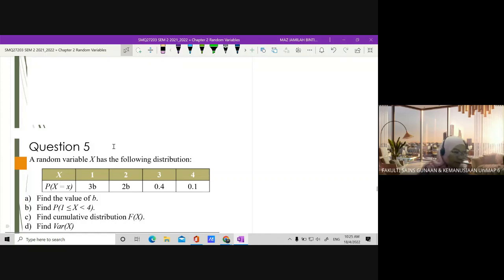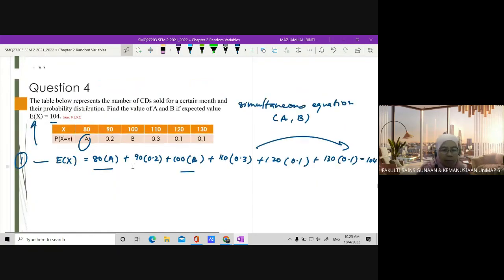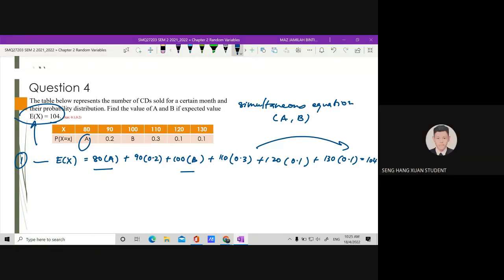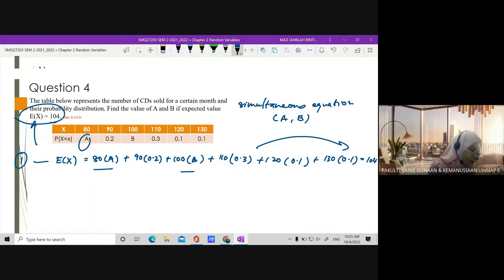Okay, any question, class, so far? So now this one, you can get the first equation is using the given value. What will be the second equation from, class? To solve for this simultaneous equation, you should have two equations to be solved. Now you got your first equation. What will be the second equation that you need to come up with? Can someone? The total probability will be 1. Yes, the total probability can be 1.